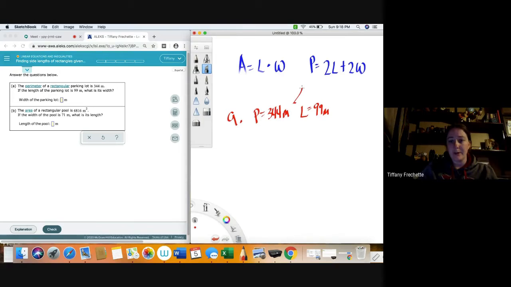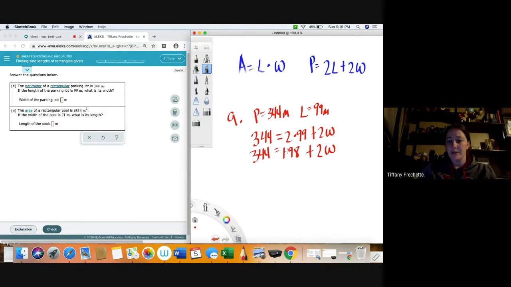So since it's perimeter, I know I'm going to use this equation over here for perimeter. So I'm going to have perimeter, which is 344, equals 2 times the length plus 2 times the width. We don't know the width, we're trying to find the width. So 344 equals 2 times 99, which is 198, plus 2W.